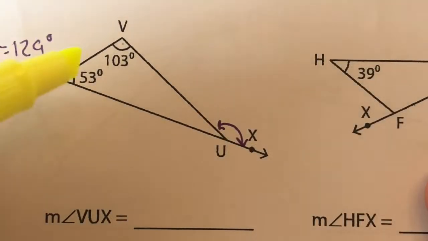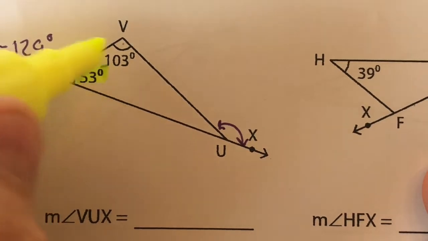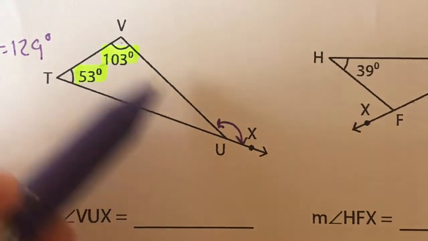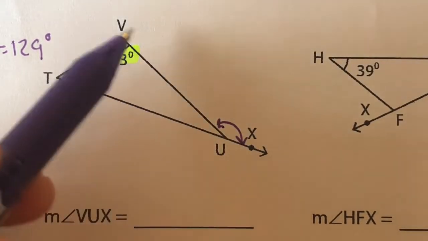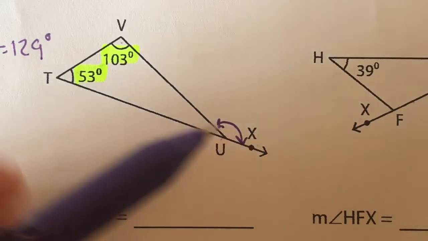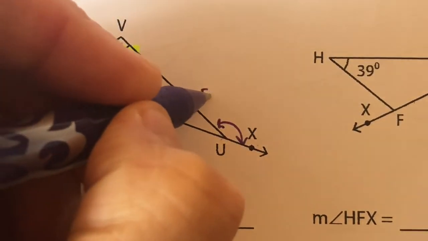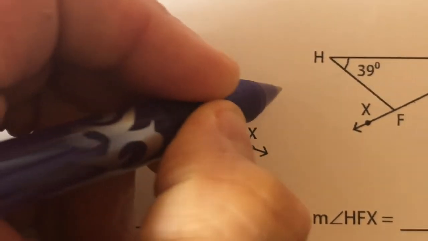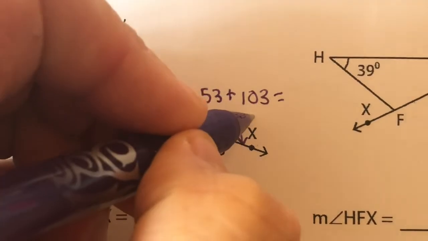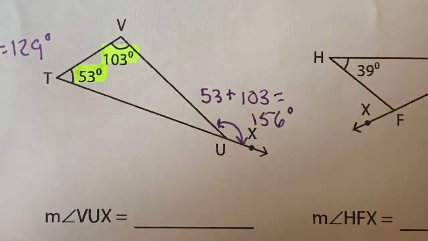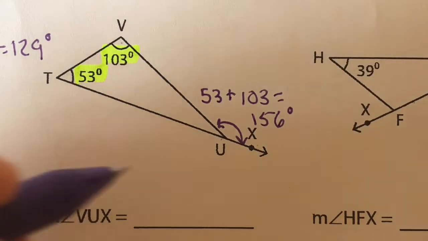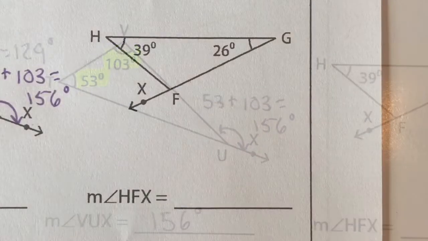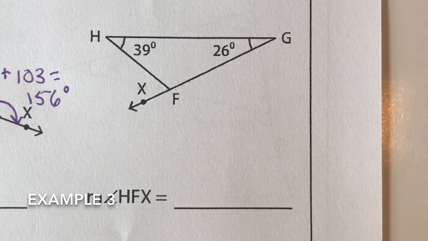Okay, so we have our two remote interior angles, which will have the sum of the exterior angle VUX. So we know that the measure of this angle is going to be 53 degrees plus 103 degrees, which equals 156 degrees. So the measure of angle VUX equals 156 degrees.